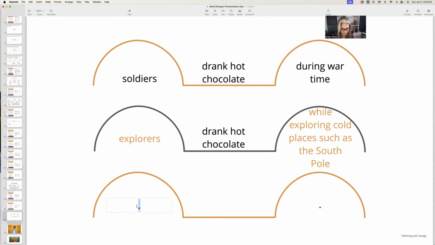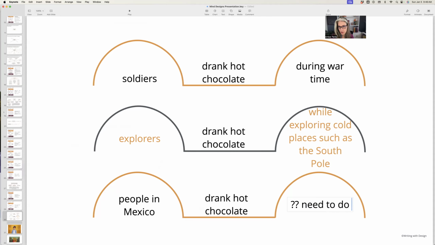Just like people in... I don't know how I would finish this one. People in Mexico drank hot chocolate. And I'm going to actually say, I don't know. I need to do further research, right? And that's true. I don't know why they drank it. Was it for medicinal purposes? Was it just for enjoyment? So I can go back and do some additional research on this.